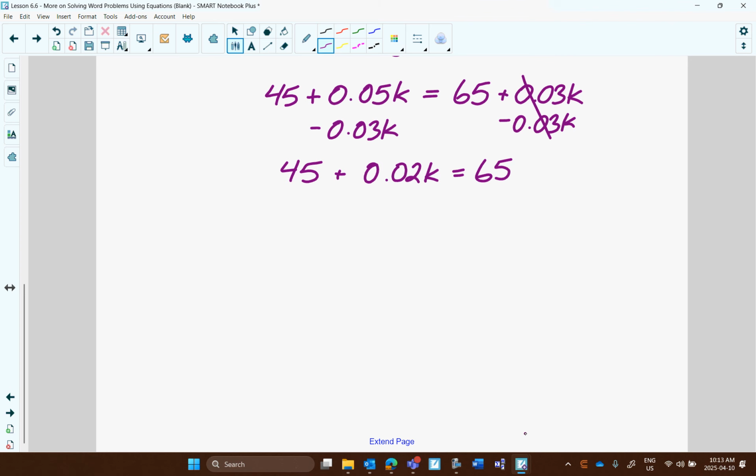Next, subtract 45 from both sides because we want to get K by itself. And I get 0.02K equals 20. And then divide both sides by 0.02. And I'm going to get the kilometers that I'm looking for.